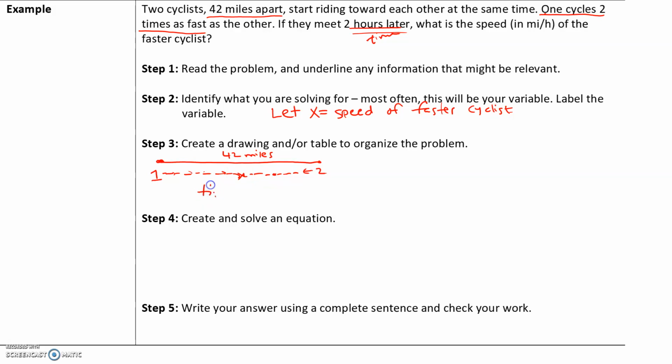And the time, it's 2 hours. They meet after 2 hours. So each cyclist is riding for 2 hours. First one's riding for two, second one's riding for two at the same time. So the total time is 2 hours.